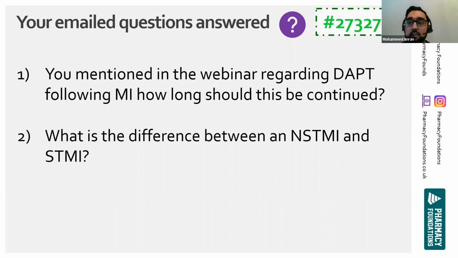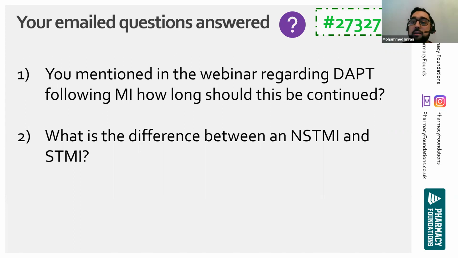Key point here is the GPhC is not actually going to get you to say how long something should be continued for if there's a question about it. The key thing is that usually DAPT is for 12 months following MI. However, in certain situations, which I'll illustrate in a moment, we will continue the DAPT for a longer period, up to 36 months. But let's take a step back.